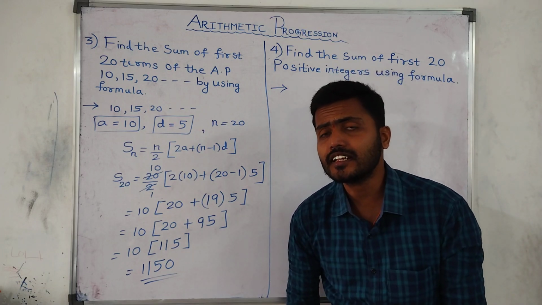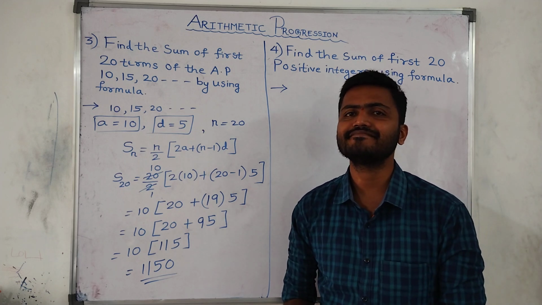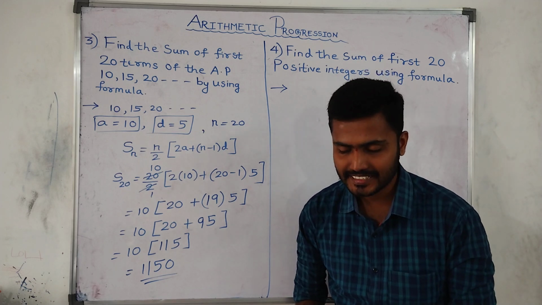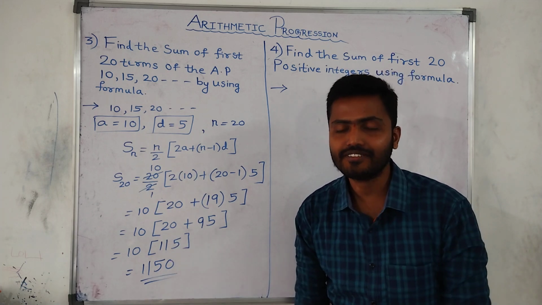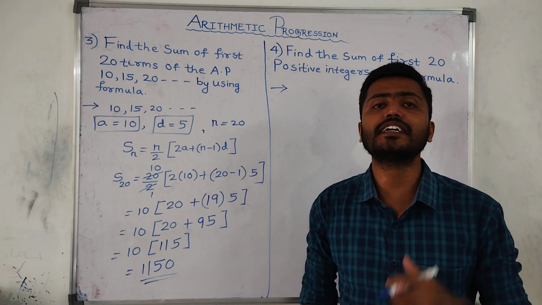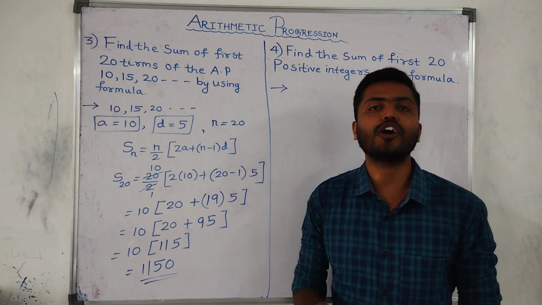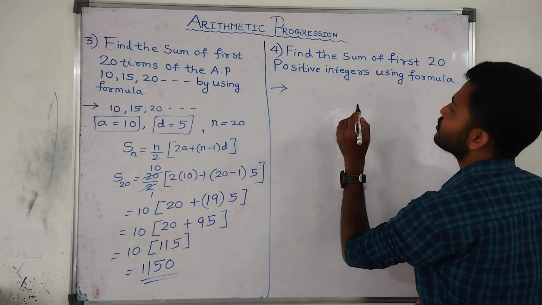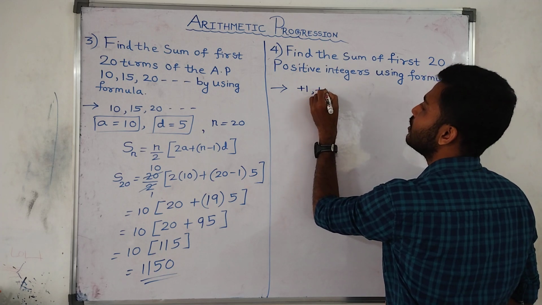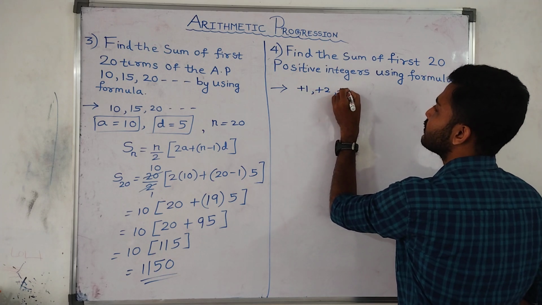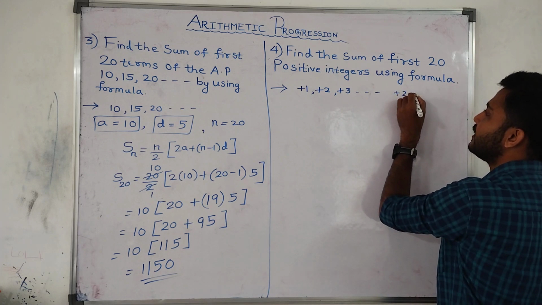So should we be considering 0, my dear students? Is 0 a positive integer? Yes, absolutely right. No, 0 is not a positive integer. So 0 is neither positive nor negative. So the positive integers would start from 1. Okay? So positive 1, positive 2, positive 3, and it goes on, up to positive 20.